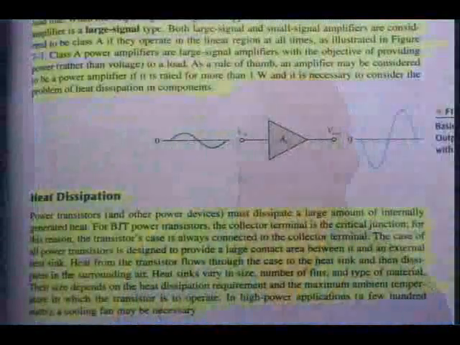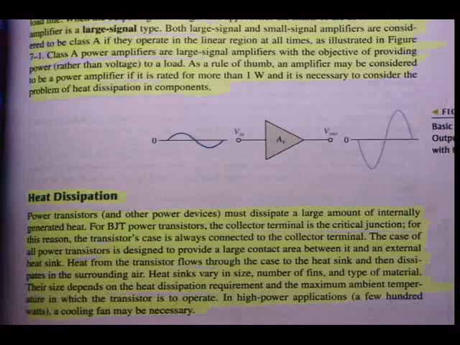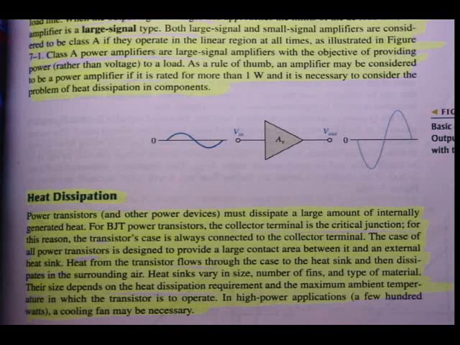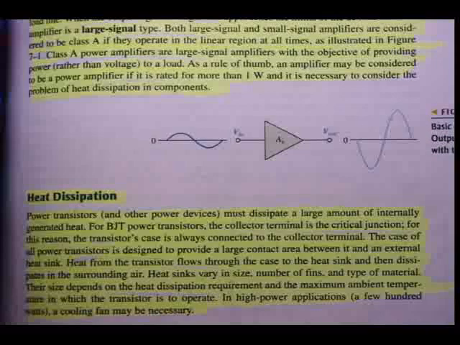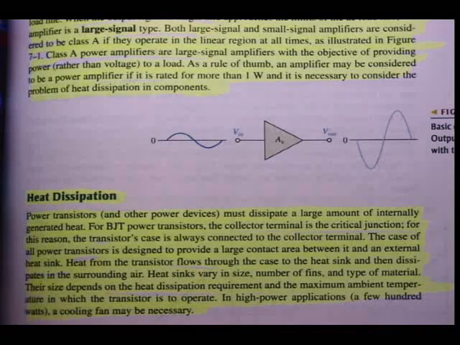So let's mark that section on heat dissipation as well, just below figure 7.1. Power transistors and other power devices must dissipate a large amount of internally generated heat. For BJT power transistors, the collector terminal is the critical junction. For this reason, the transistor's case is always connected to the collector terminal. The case of all power transistors is designed to provide a large contact area between it and the external heat sink.